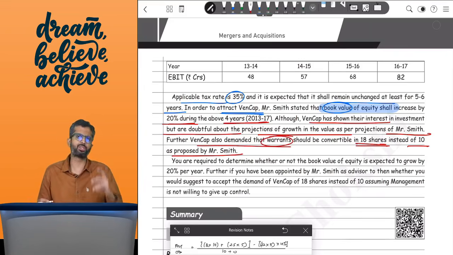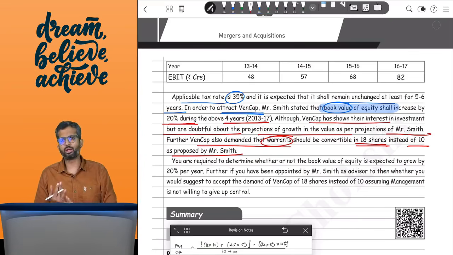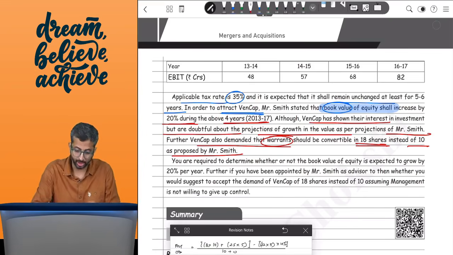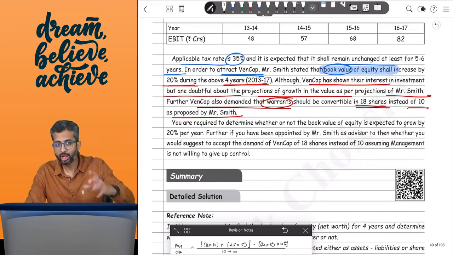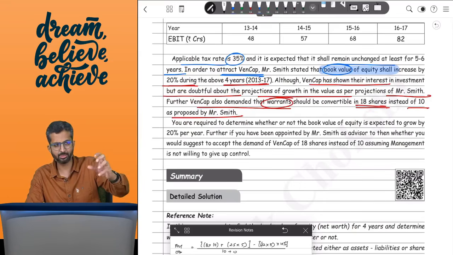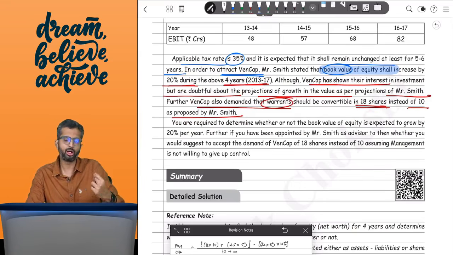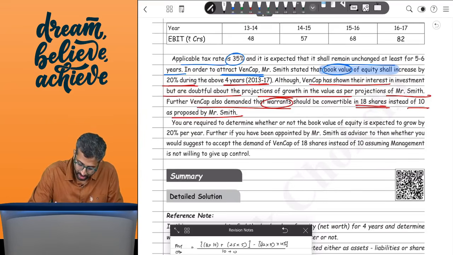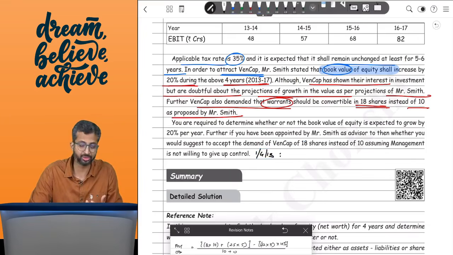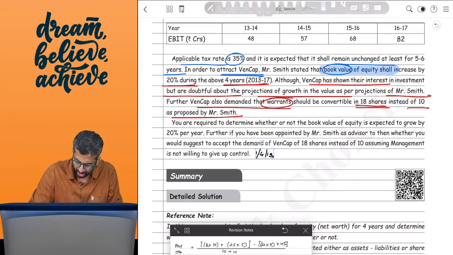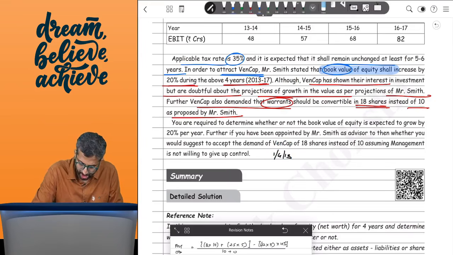There's a claim made by Mr. Smith that the book value of equity will grow by 20% each year. But sir, what is the book value of equity? Well, we are acquiring personal computers division of Distress Limited, and now we are setting up a new company on 1st April 2013. So on 1st April 13, if I were to see what is the book value of equity, this will be made up of equity share capital plus reserves. If it is a new company, there will be no reserves, and hence on 1st April 2013, the equity share capital, for example, is going to be what? Well, 60 crores given to Mr.